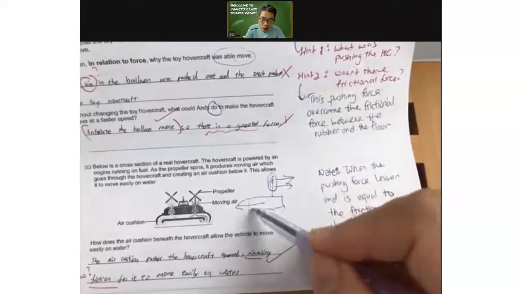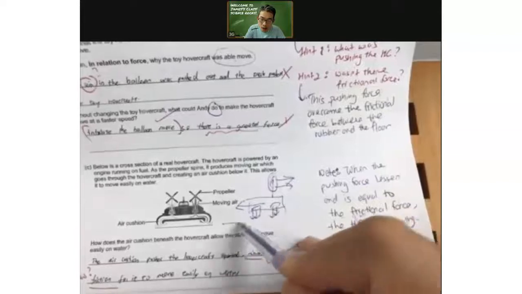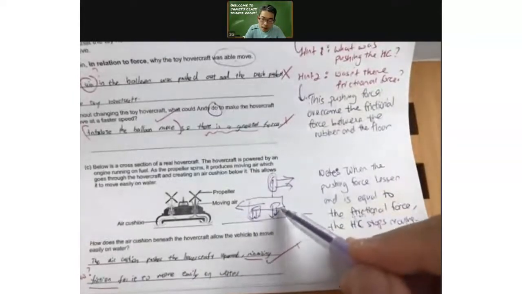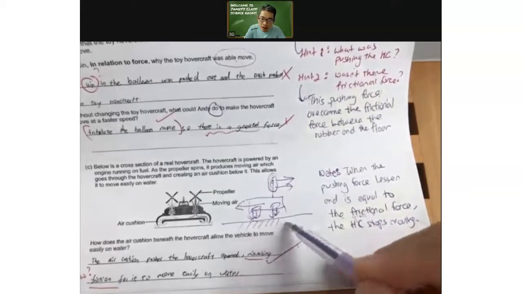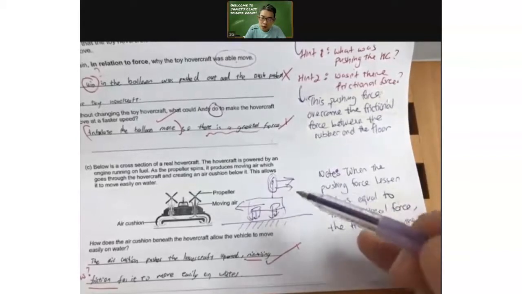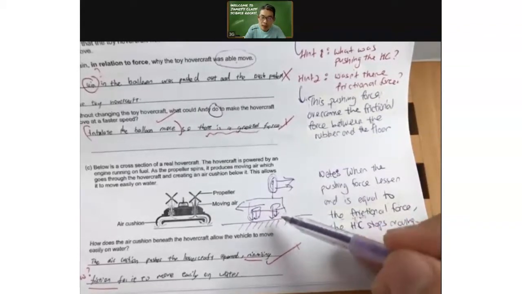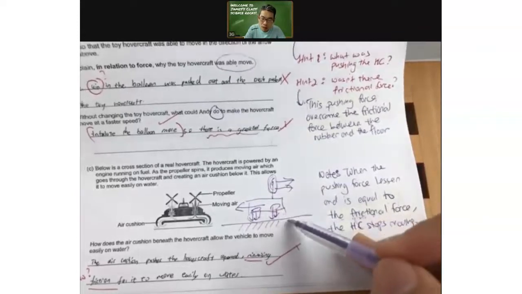And below there's also the fan pushing some air downwards. Why? So you create an air cushion so that the hovercraft is lifted above the surface, doesn't touch the surface but instead touches the air. Is there still frictional force? Yes, between the air and the ground, but there is so much less frictional force compared to if the hovercraft were to be touching the ground.